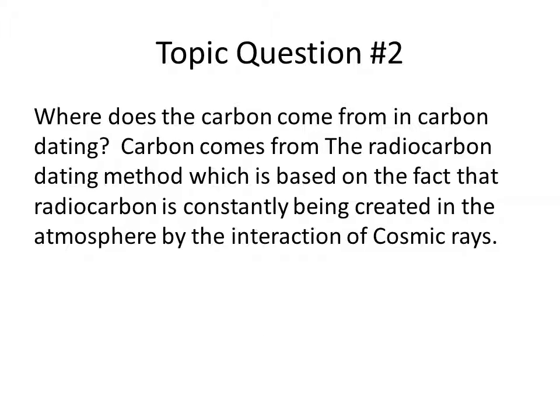Topic question number 2. Where does carbon come from in carbon dating? Carbon comes from the radiocarbon dating method, which is based on the fact that radiocarbon is constantly being created in the atmosphere by the interaction of cosmic rays. Carbon dating is a variety of radioactive dating which is applicable only to matter which was once living and presumed to be in equilibrium with the atmosphere, taking in carbon dioxide from the air for photosynthesis.